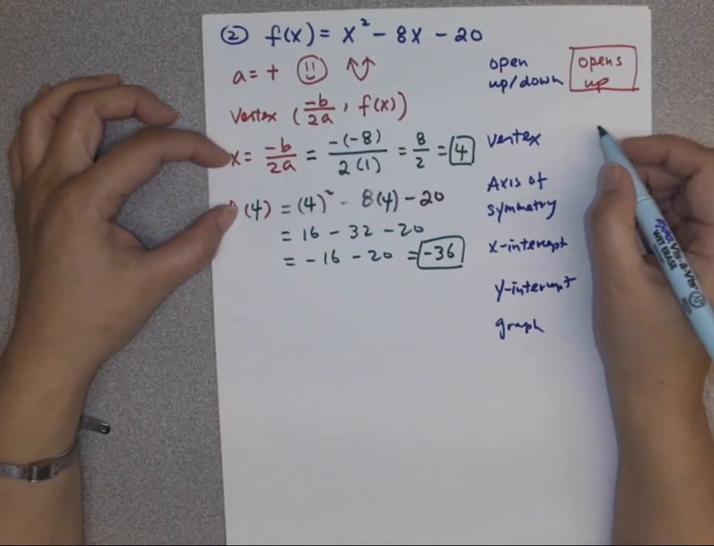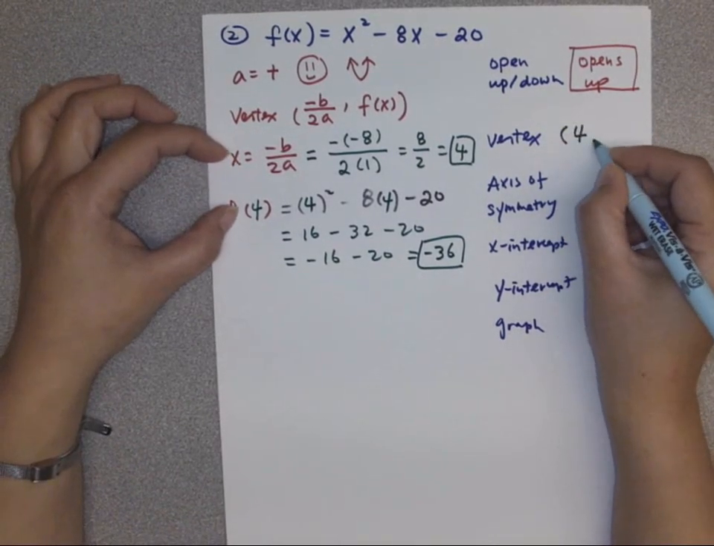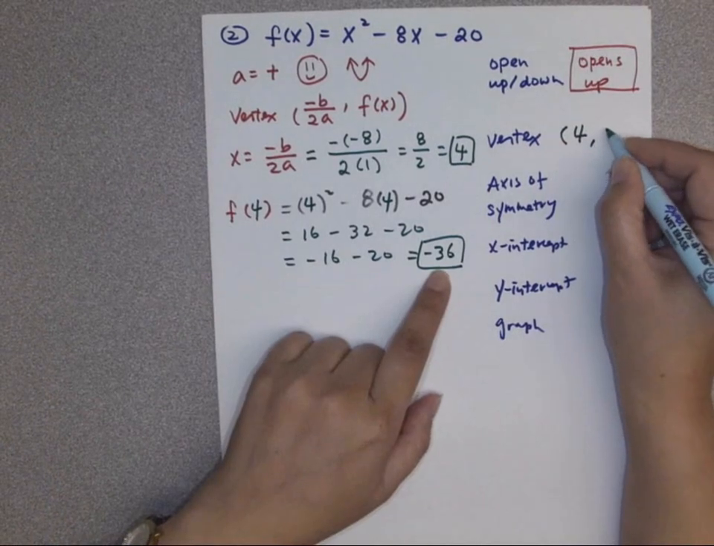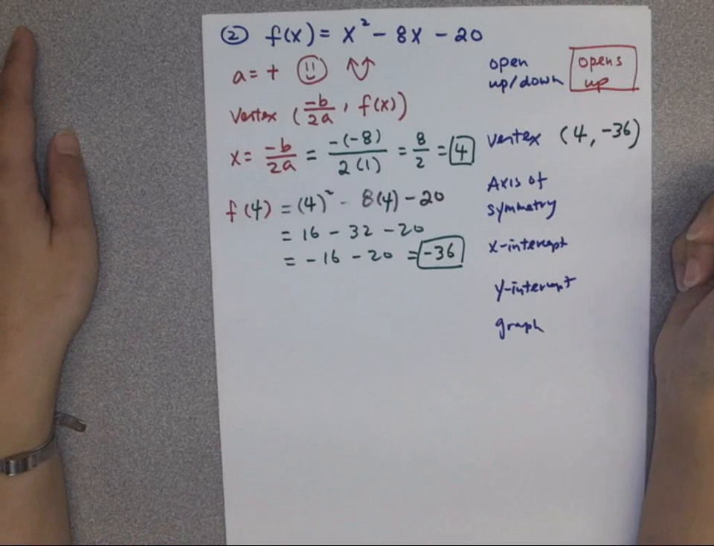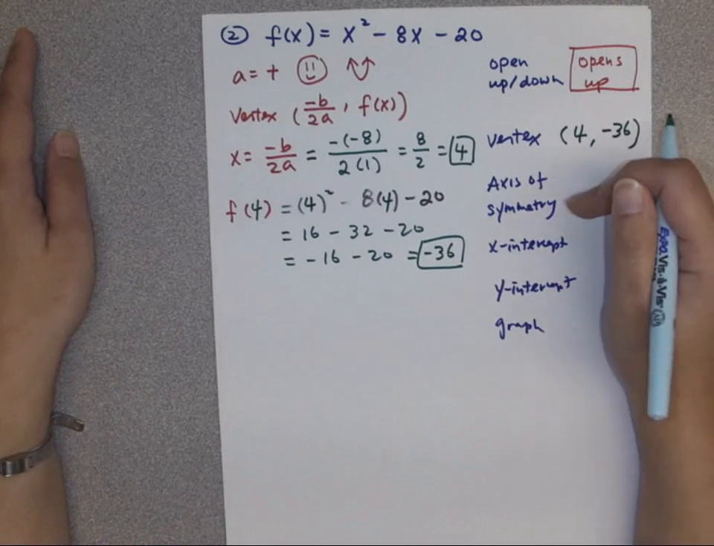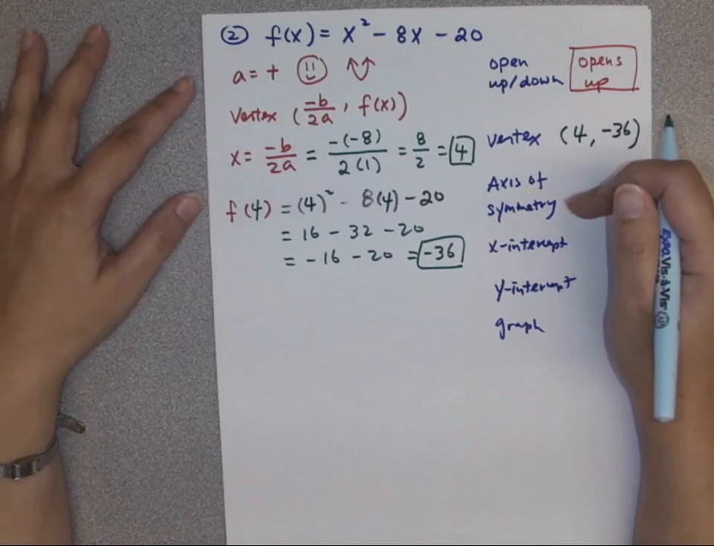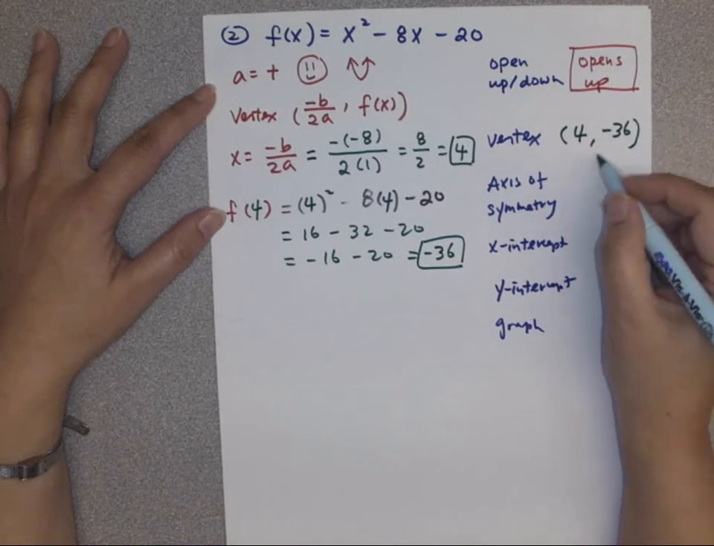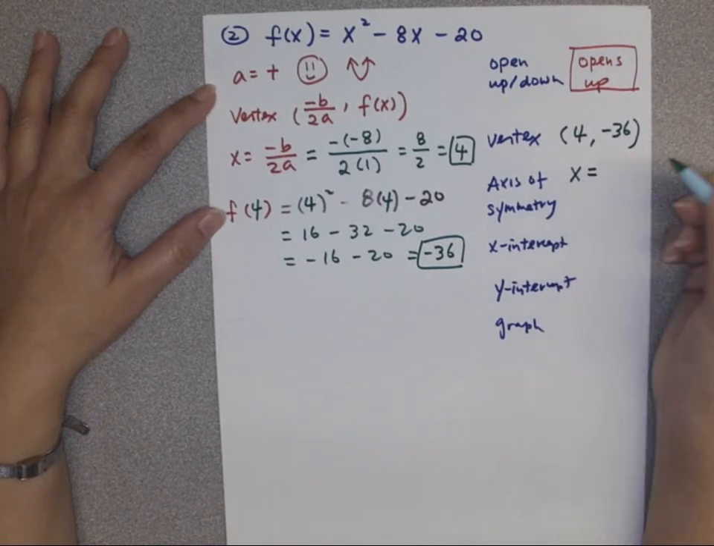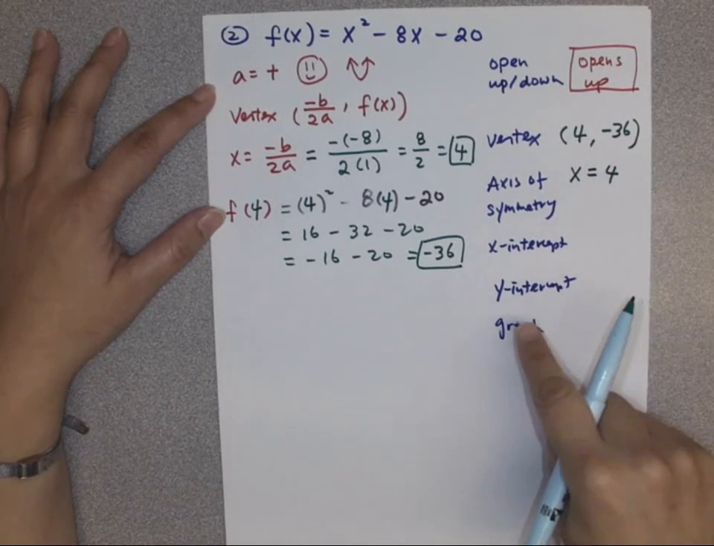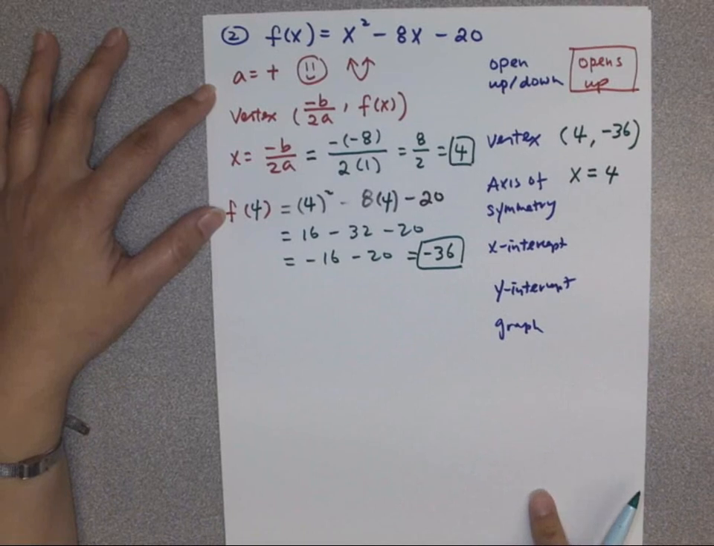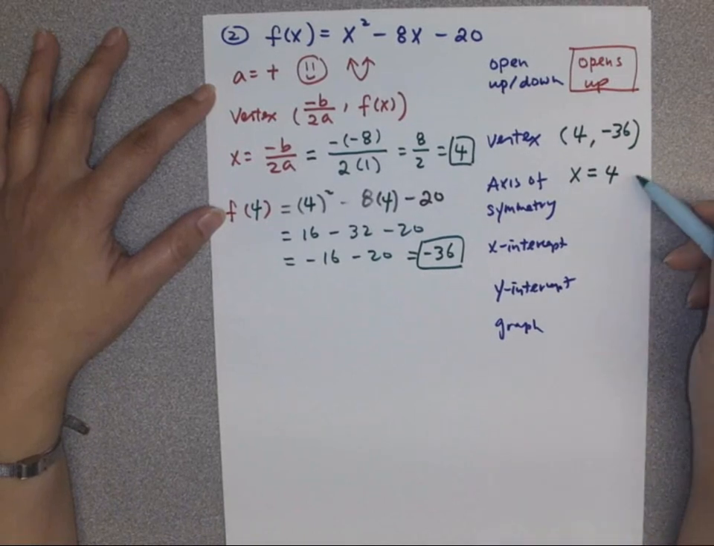So for the vertex, my x value is 4. My y value of the vertex is -36. Alright. And after that, we're supposed to find the axis of symmetry. Axis of symmetry is an invisible vertical line, so it has to be x equals a number, right? And that number is whatever the x value is for the vertex, because it's an invisible vertical line going through the vertex, right? So x equals 4 is your axis of symmetry.